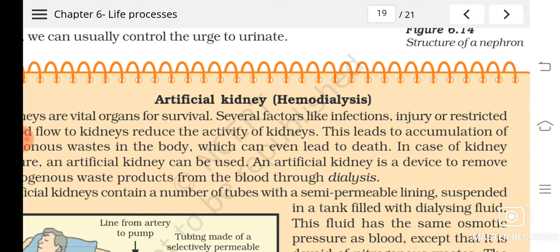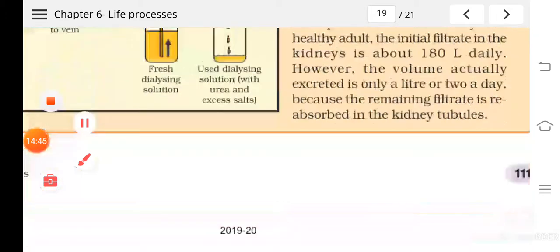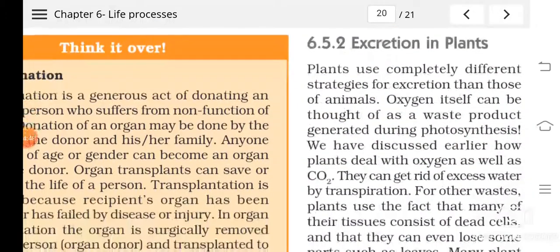Understood? So by matching their blood and all other tests, if it is successful, then the donor can donate the kidney to a person with a damaged or diseased kidney. Is it clear? So this is the artificial kidney, or hemodialysis. Clear?